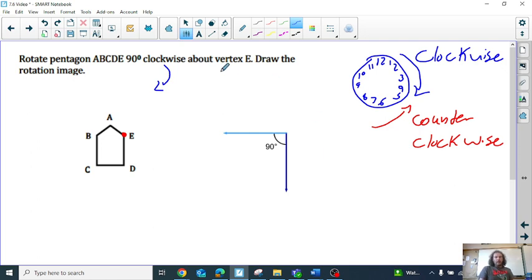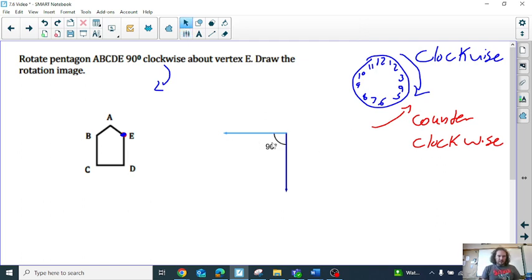And then it says about vertex E, because what that means is we have to have a spot, a point in which we are rotating our shape, right? Because something has to stay still. It's almost like I'm taking a pin and putting it right here in corner E, making sure that E doesn't move, and then everything else is going to spin around that.